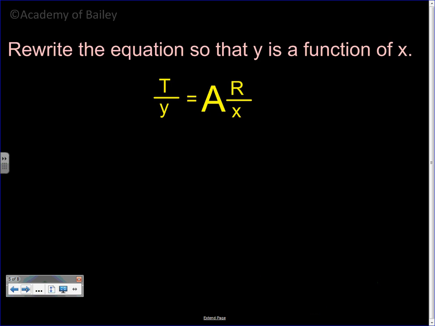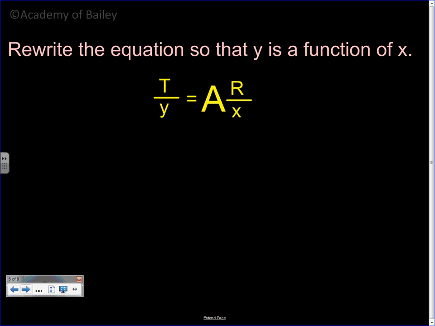Alrighty, let's get into a few other formulas here. This formula here is a little bit of a challenge. There's no numbers here at all, but we're asked to rewrite the equation so that y is a function of x. Well, when you hear y is, you should be thinking, what should you be thinking? Y equals.